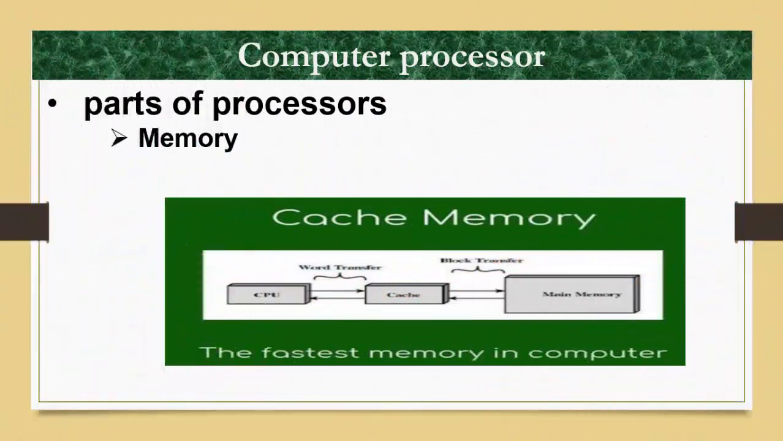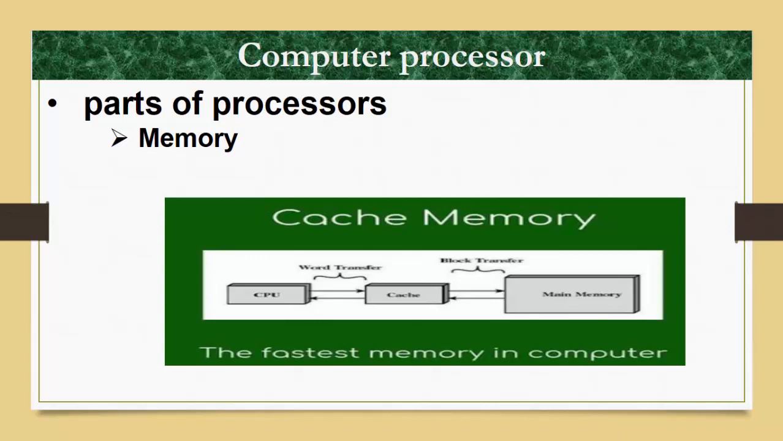The first part of the microprocessor or processor is memory. The memory unit, as you see in the figure, can store instructions, data, and intermediate results. This unit supplies information to other units of the computer when needed. The processor itself has a memory that is called cache memory. Also, the processor has a close contact with the main memory or primary memory.